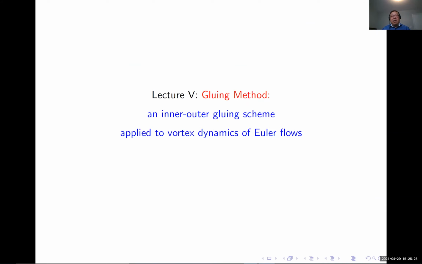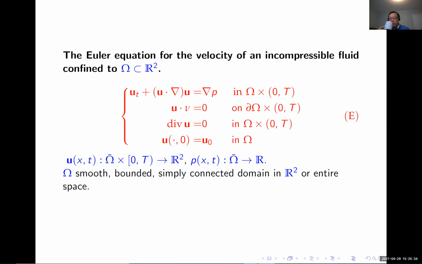Okay, so now let me go to the last lecture, the gluing method applied to the vortex dynamics of Euler flow. Now we're going to change the problem. We are no longer dealing with an elliptic problem or parabolic problem. We are now dealing with transport equations. This is the well-known Euler equation in the 2D case, and we assume it's incompressible.